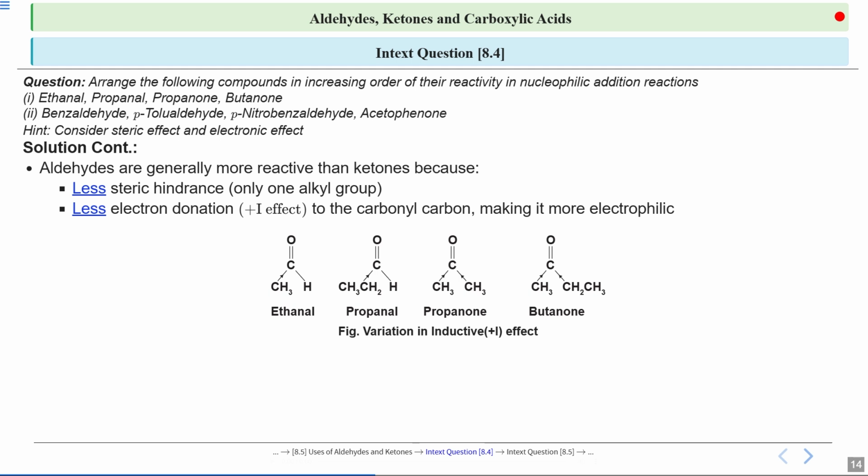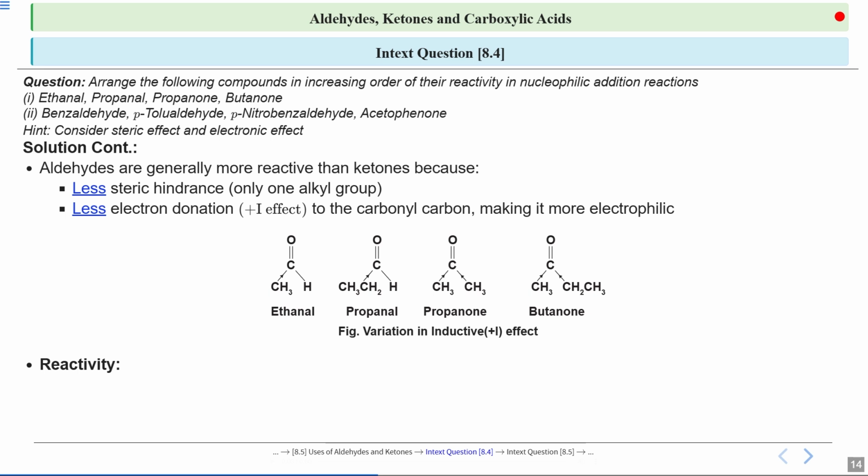In ethanal, there is one alkyl group, CH3. In propanal, it is CH3CH2, which is an ethyl group. And in propanone and butanone, being ketones, there are two alkyl groups attached to the carbonyl carbon. These alkyl groups, which have the nature of donating electron density, reduce the electrophilicity of the carbonyl carbon. Now, I have told you all the factors. Can you arrange them in the order of their increasing reactivity towards nucleophilic addition reaction?